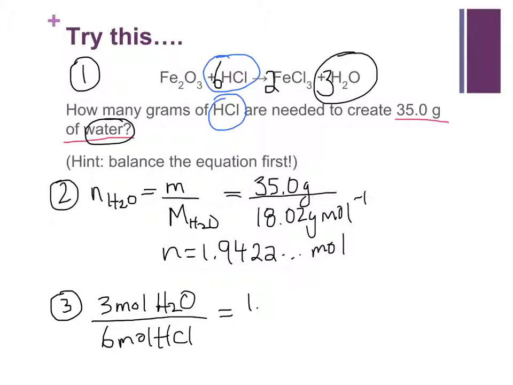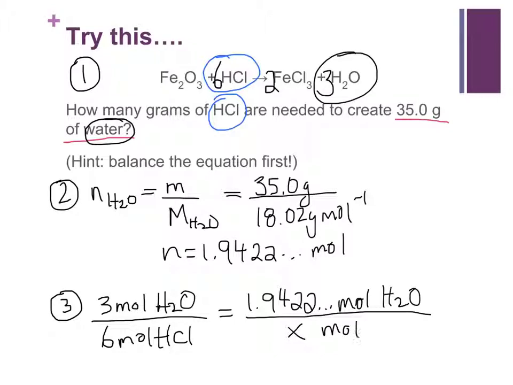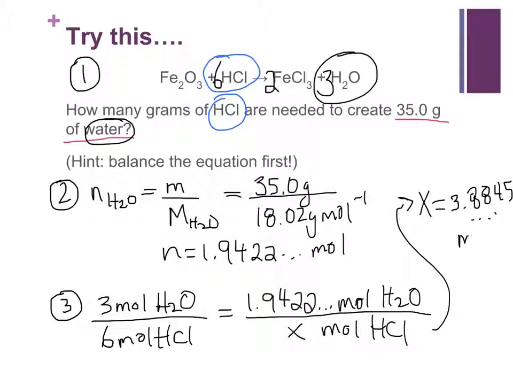We found in our previous step that we have 1.9422 moles of water. And we want to figure out how many moles of HCl that corresponds to. By solving this then, we're just using cross multiplication. We would get 3.8845. We'll keep 4 decimal places again because we are not finished our calculation. And that is moles of HCl.